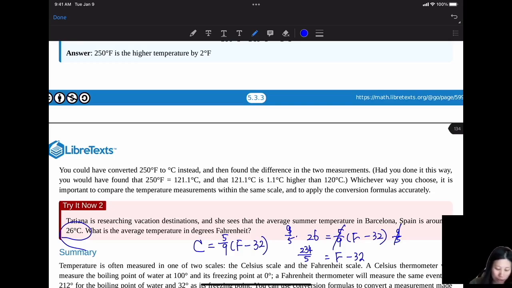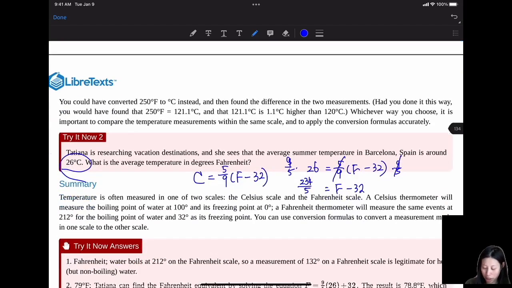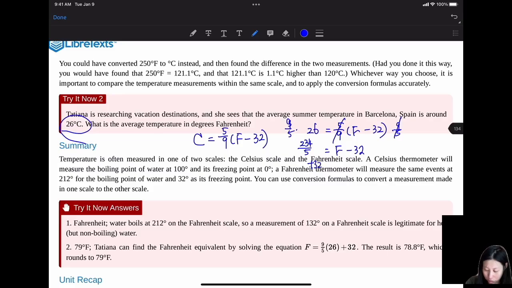So 234 divided by 5, and then you add 32 on both sides. This fraction, if you use a calculator, equals 46.8, plus 32 is the Fahrenheit. So this gives you 78.8 Fahrenheit. That means on average, the temperature in Barcelona, Spain is 78.8 Fahrenheit. Okay, so that's it for this section. It's really short. I'll see you next time.